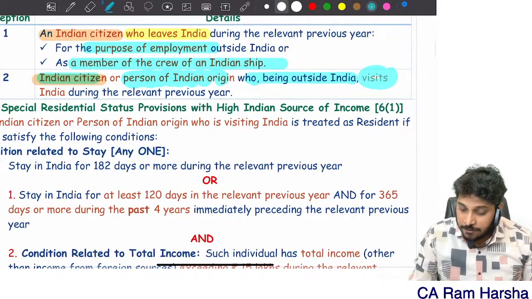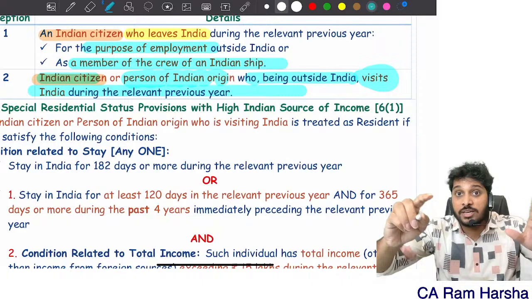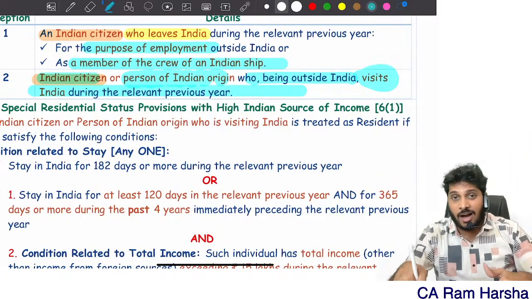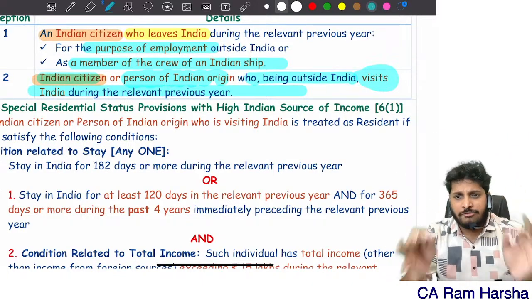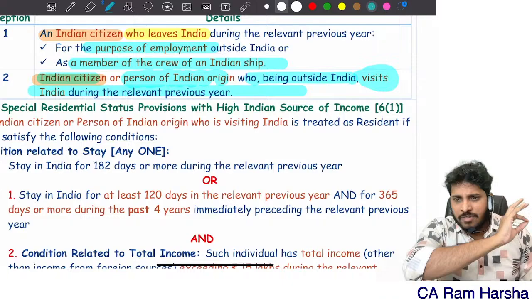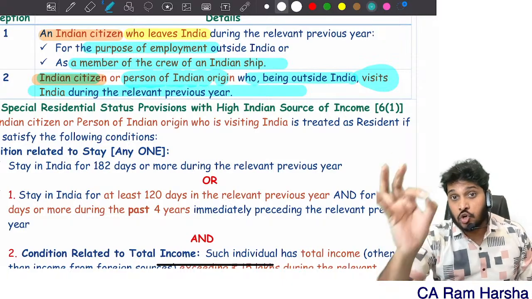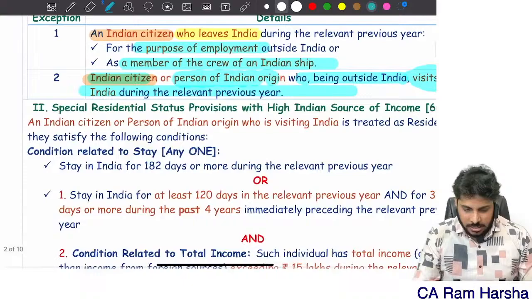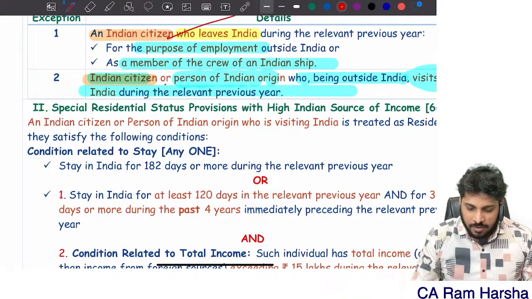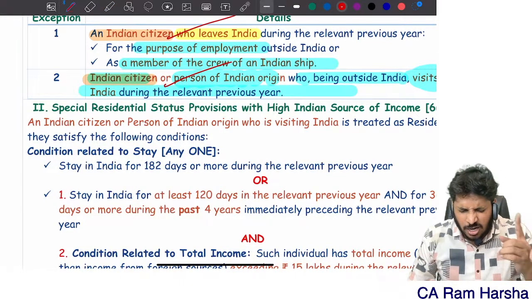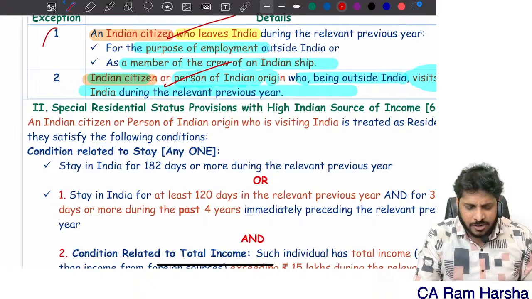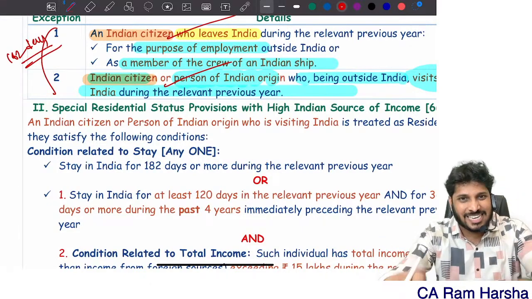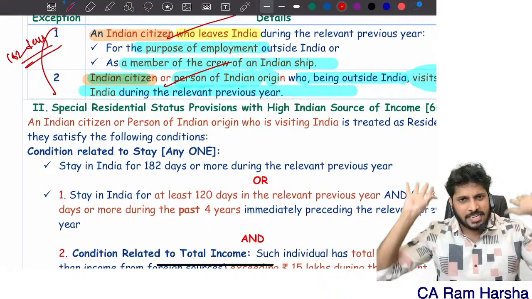An Indian citizen or a person of Indian origin who is actually outside India, visits India. Who are they? They are visiting India. For them also, we will not apply 60 days logic. Which means, either citizens who are leaving India, or an Indian citizen or person of Indian origin visiting India, for them the 182 days logic only we will apply to decide residential status. Clear? That is category 1.